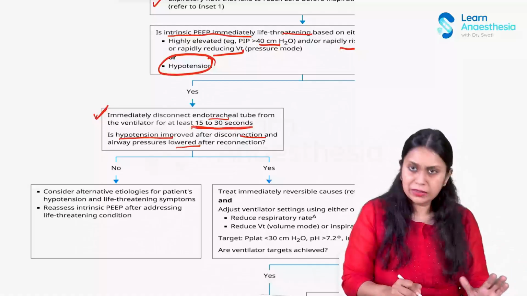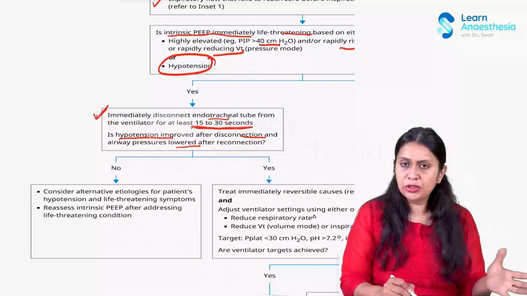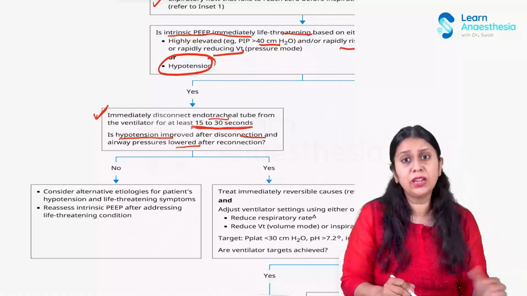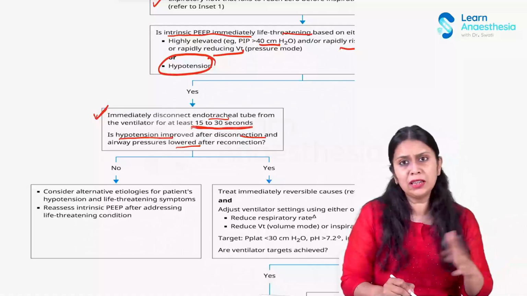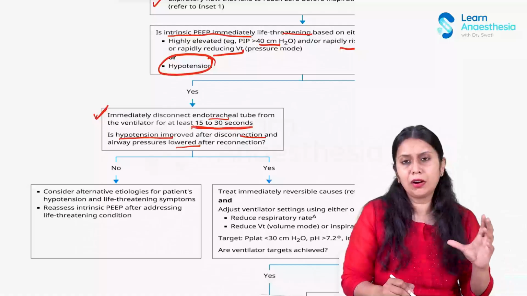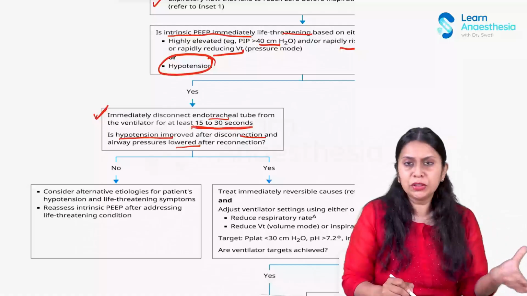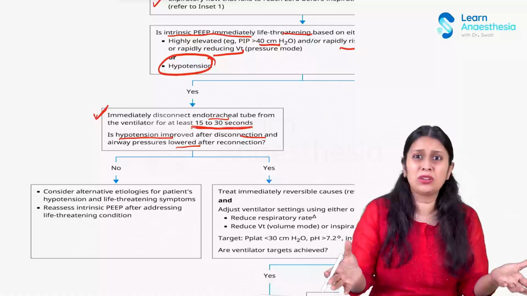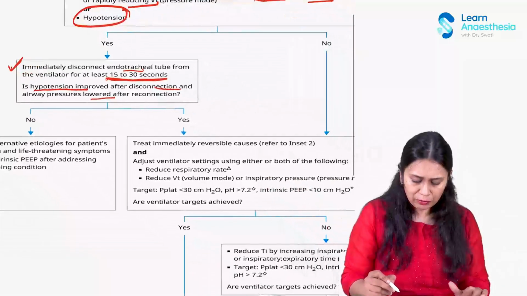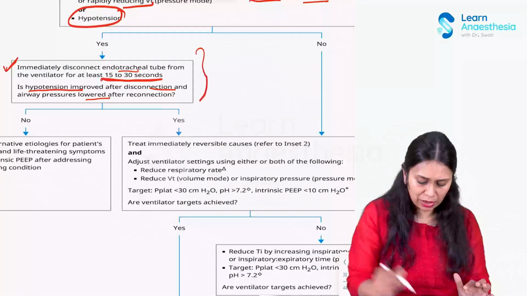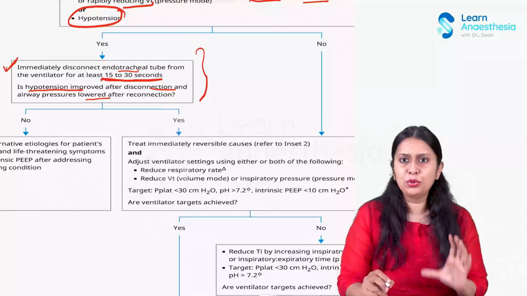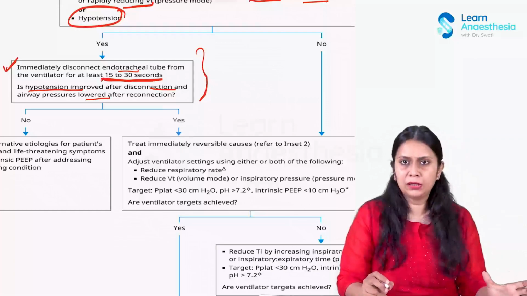If this doesn't happen, the hypotension doesn't improve and the airway pressure doesn't decrease, we have to look for other causes and then come back to finding whether it's really intrinsic PEEP or not. I mean, then intrinsic PEEP is not confirmed. Okay, if the patient improves on this maneuver, then we try to treat the reversible cause of the intrinsic PEEP.